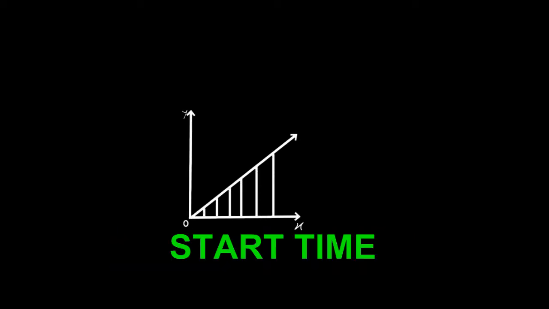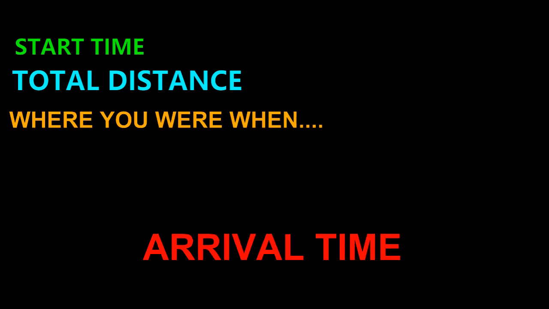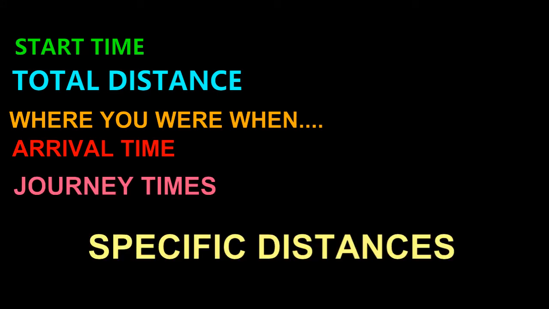So, just to summarize, you can use a distance time graph to find out a lot of things. What time someone started a journey, how far they went altogether, their location at a given time, what time they reached a given location, how long it took to get from one place to another, or how far they travelled in a given time frame.